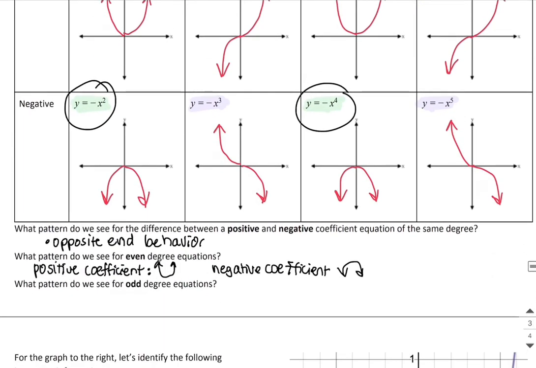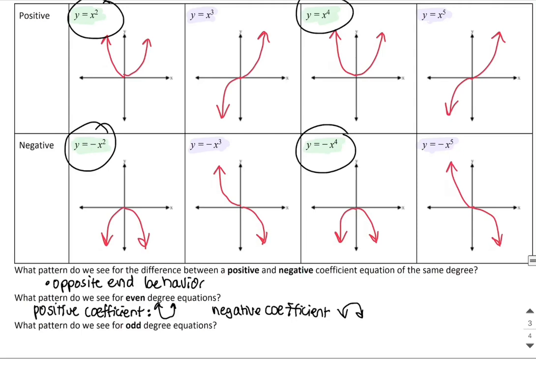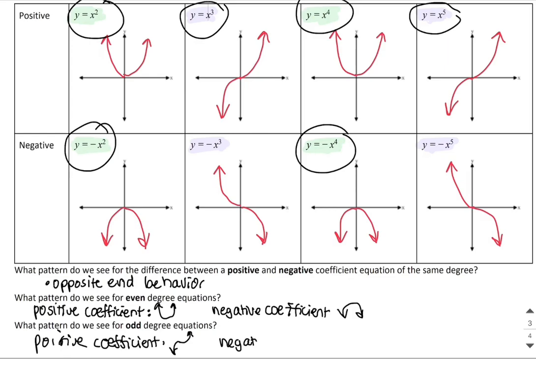And then for the pattern we see for the odd degree equations, if I have a positive coefficient, they look the same. So a positive coefficient looks like this. And a negative coefficient, spelled that wrong, whatever, that says coefficient. And then that shape looks like this.